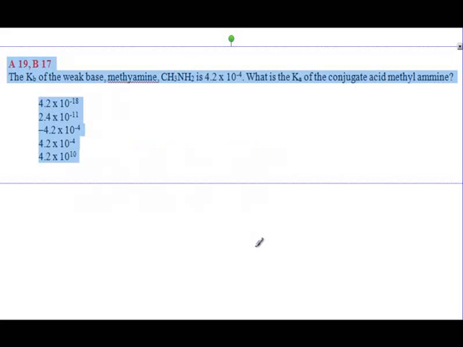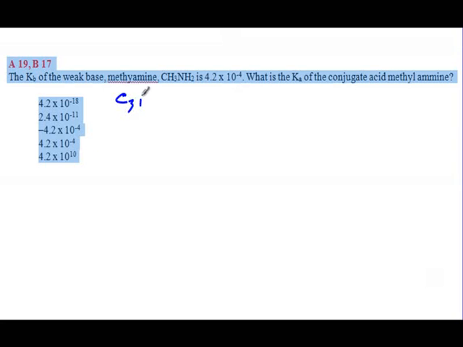Okay, so let's take a look at this one. In this one we have the Kb of a weak base, and we're given the Kb, and we want to know the Ka of its conjugate. So this is what we have: CH3NH2 plus water gives us CH3NH3 plus, which picks up a proton, plus OH minus.